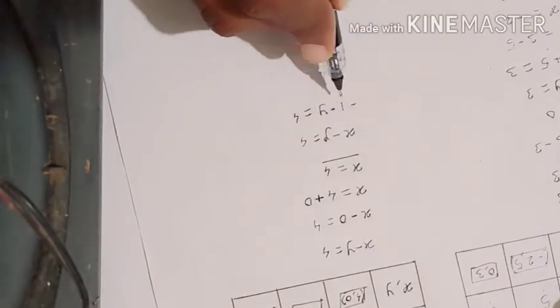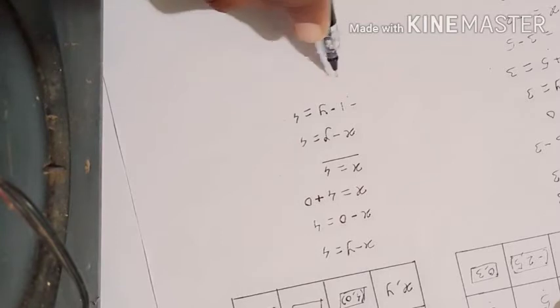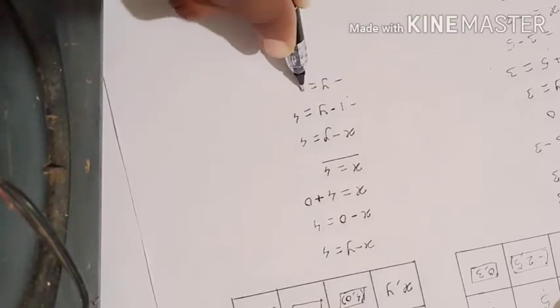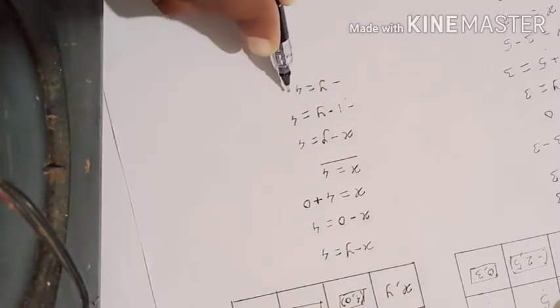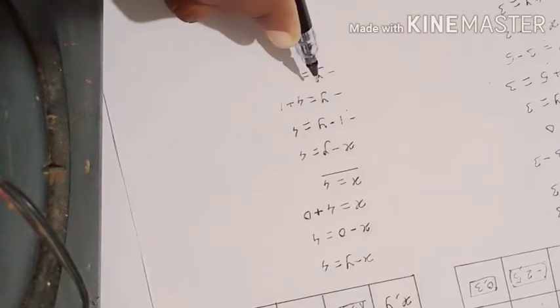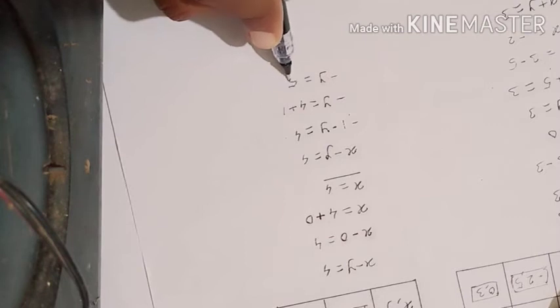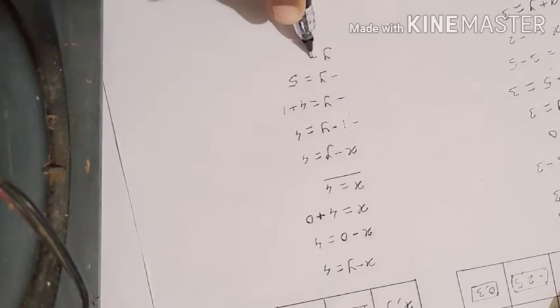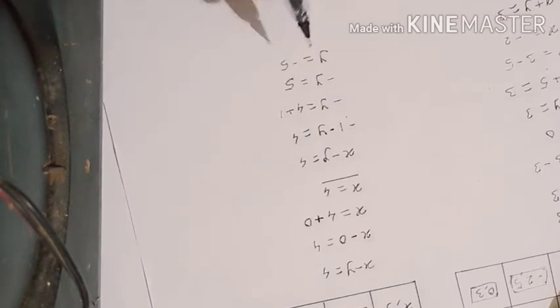And here, minus y is equal to 4. Now see here, -1 becomes plus 1. Therefore, minus y is equal to 4 plus 1, which is equal to 5. Therefore, y is equal to -5.